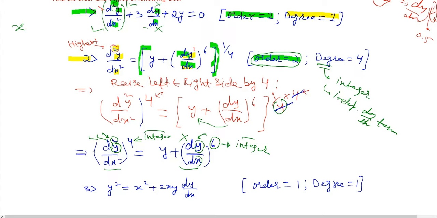Now what is the power of which term? The highest order term, okay? We don't have to see this power 6 because this is not the highest term. This one, 2, is the highest derivative term, so we are concerned with the power of this. We have nothing to do with this power. This one is highest, so we are concerned with this 4. Therefore the power is 4. Power means degree, therefore the degree is 4. Understand? Now let's move on.